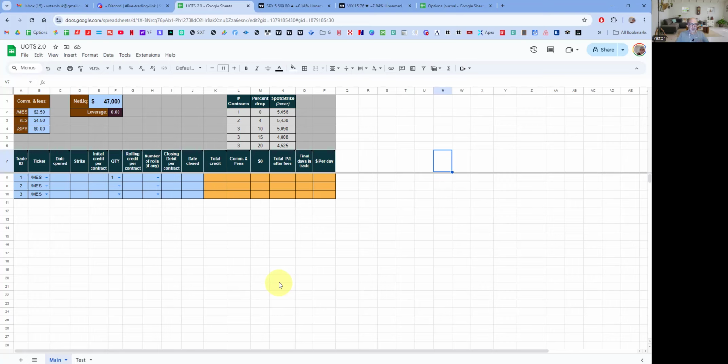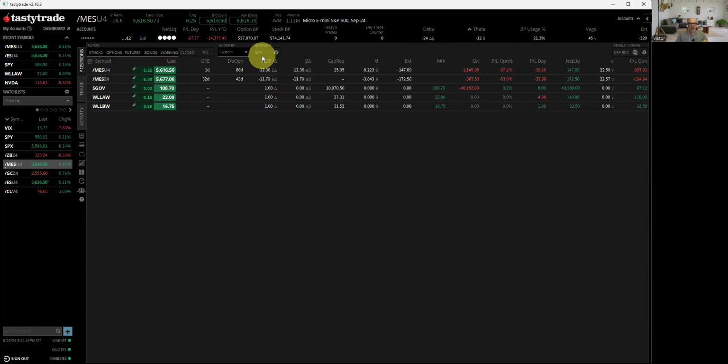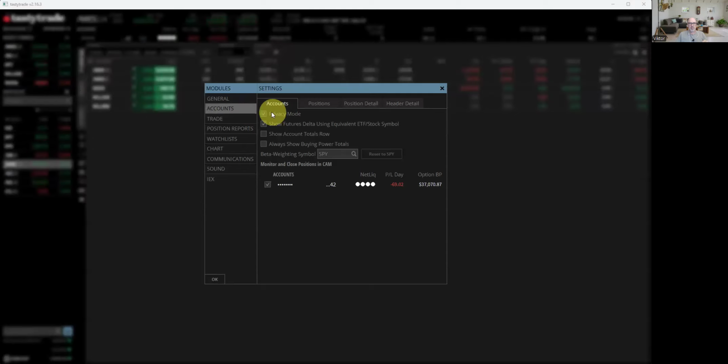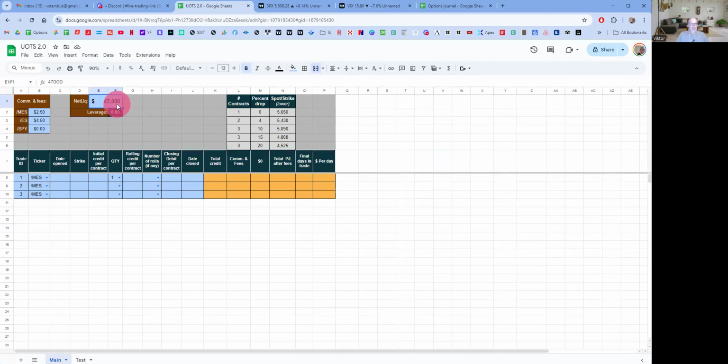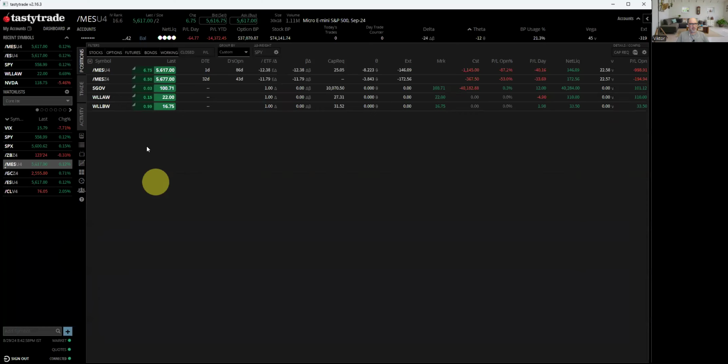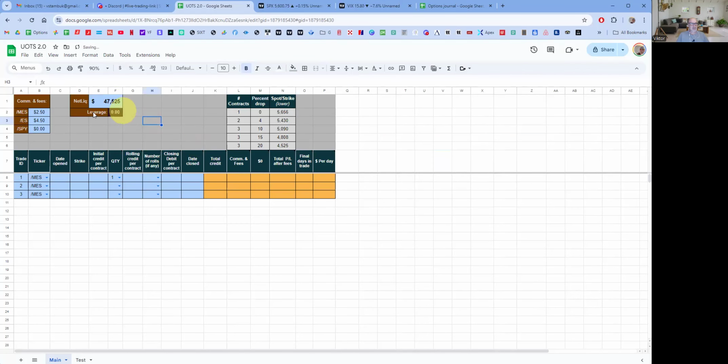But let's take a look at the trade sheet. I mean the spreadsheet here. So just to keep an eye here, let me take a look. So 47,522 is our net liq. 47,525, is that what I said? Oops, I guess that's right.